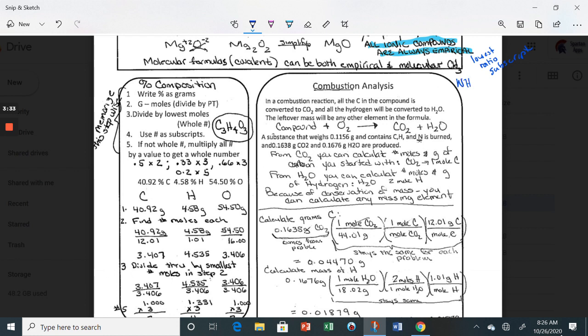NH3, empirical and molecular. Simplest form. H2O, empirical and molecular. Okay, but H2O2 is just molecular. If you were to reduce that, it would literally just be HO. So that would be the empirical. Just keep in mind, when you get to molecular substances, you can have this duality going on.